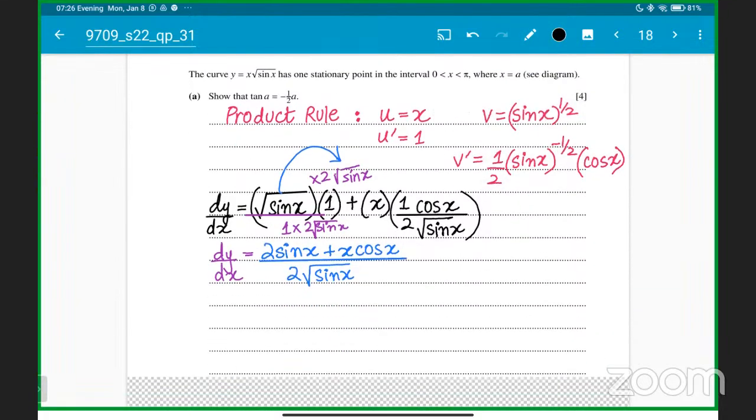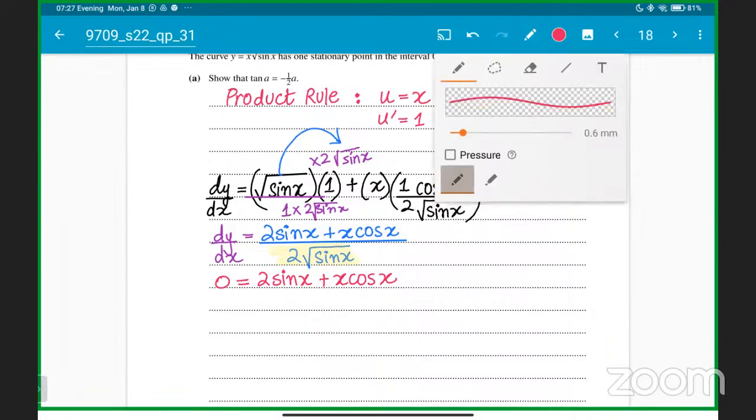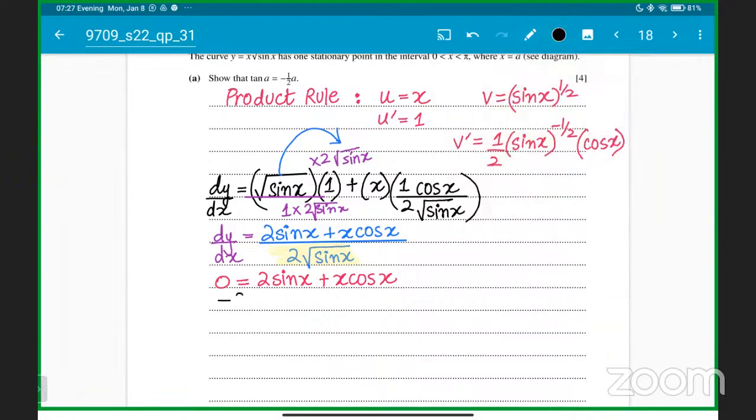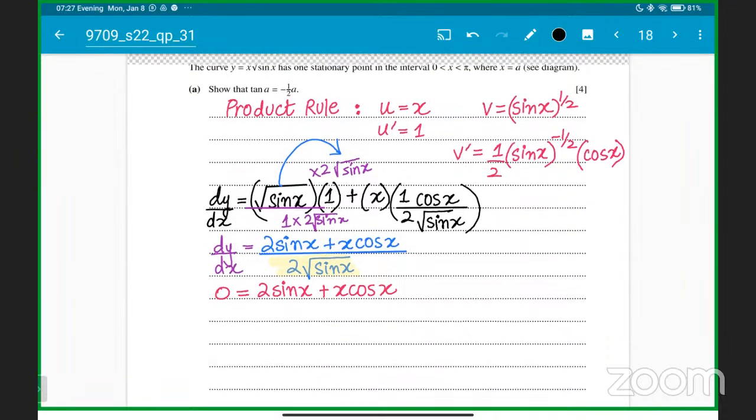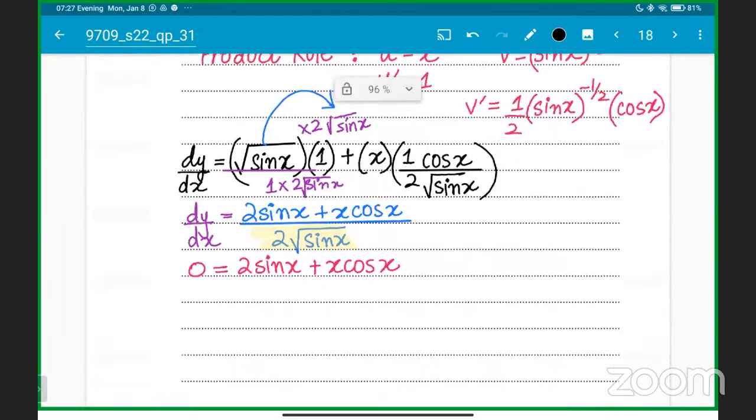Now what we are going to do is, because it's the stationary point, the gradient will become 0. So this whole thing will become 0 when you multiply it to the other side, okay? 2 square root sine x will be finished, okay? Students, everyone there with me following? 2 square root sine x will be finished because we are multiplying it with 0. Understood? Got that clear? So now it will be minus 2, guys, following, minus 2 sine x is equal to x cos x. And when we have the stationary point, you have to plug in the value. The stationary point is when x is equal to a.